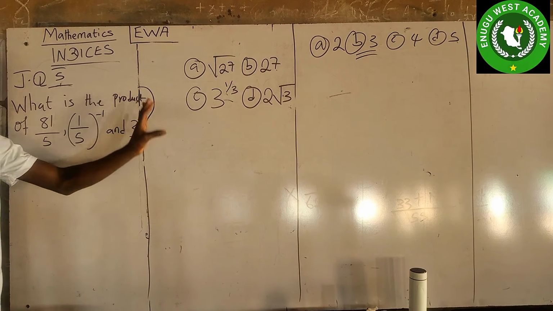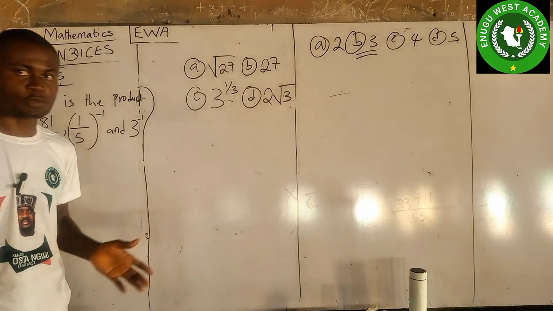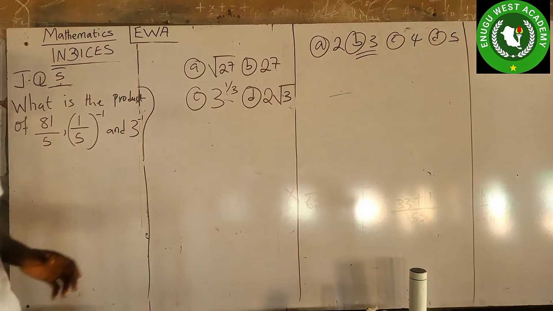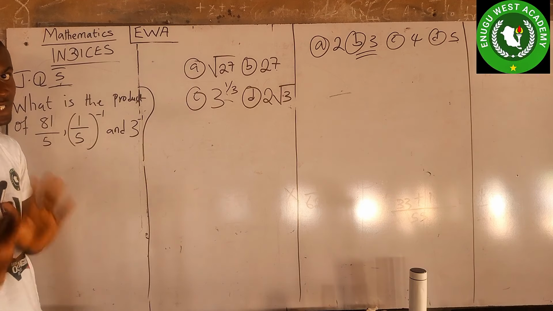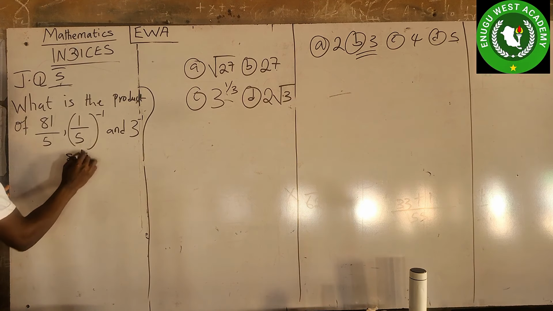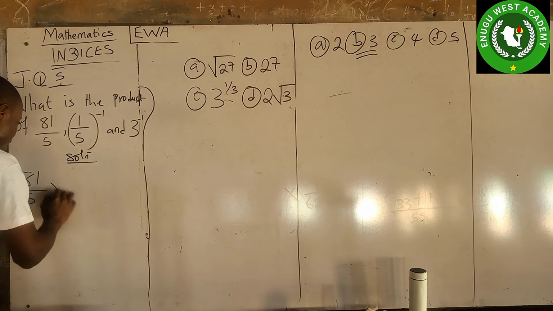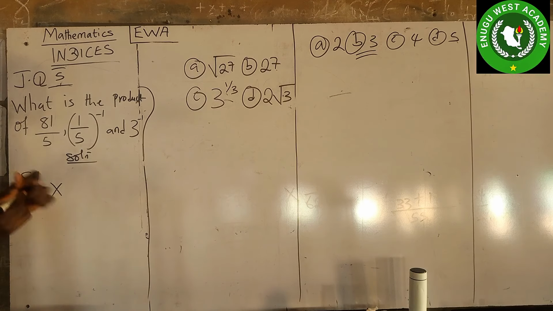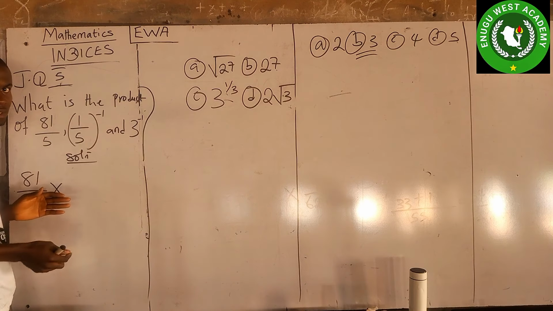So what is the product? Product is the answer you got after multiplication. So it means we are going to multiply everything that is here. It is very simple. So this will be the solution: 81 over 5 times. Now, please look at this: 1 over 5 in bracket raised to power minus 1.